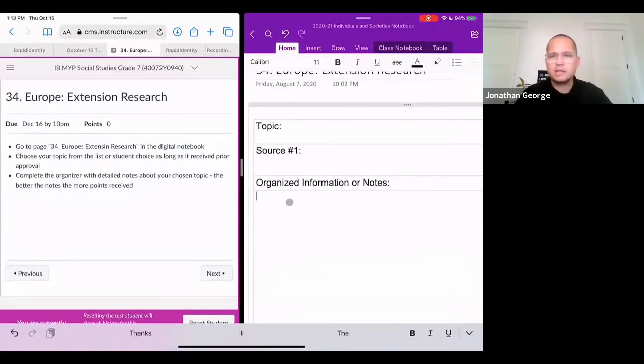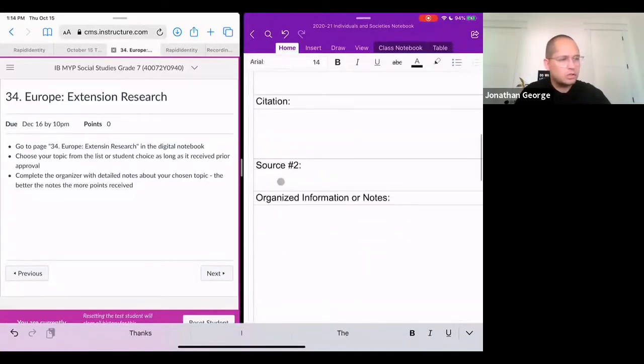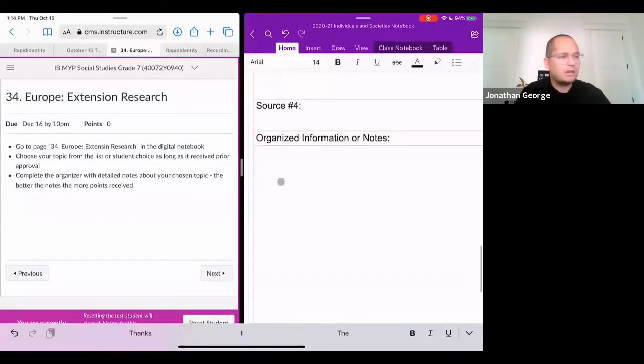Just an exhaustive amount of notes, okay, in really good detail. And then your citation, just kind of like citing that source where you got it from, okay? And then move on to source 2, 3, and 4. After you've done that, you can decide what you want to make for your project. Okay. In the end, I could see this project being worth 20 formal points. Okay.